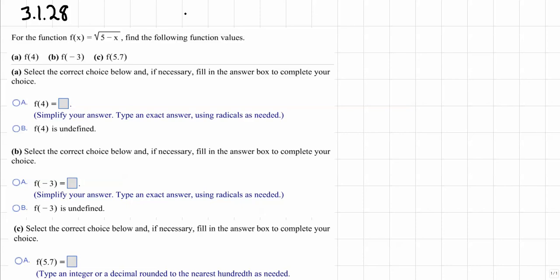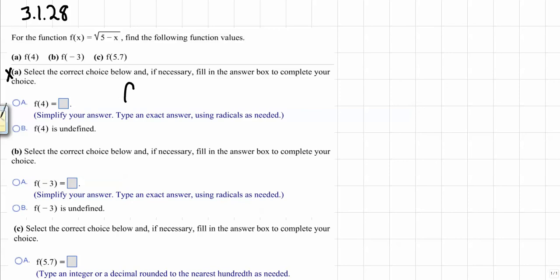For the function f of x equals the square root of the quantity 5 minus x, find the following function values: a, f of 4, b, f of negative 3, c, f of 5.7. So we'll start with part A right here, which says select the correct choice below, and if necessary, fill in the answer box to complete your choice.